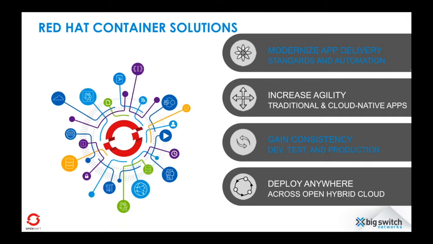So what is Red Hat's container set of solutions? Well, Red Hat Container Solutions is based on something called Red Hat OpenShift. OpenShift is part of the OpenShift Origin community. But what does Red Hat Container Solutions do? It allows you to modernize application delivery. It's based on standards, and it's fully automated with respect to frameworks. It provides increased agility in delivering both your traditional applications as well as cloud-native applications.